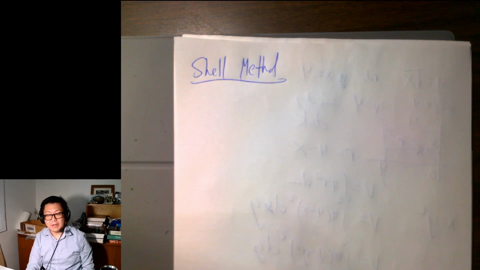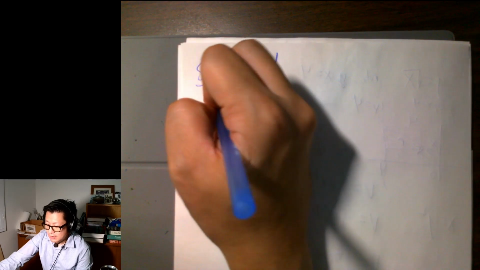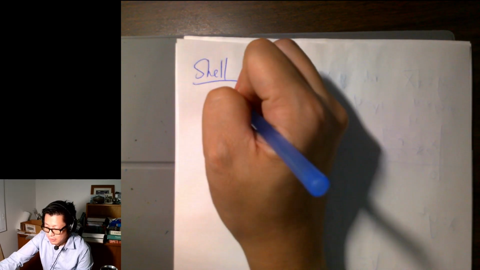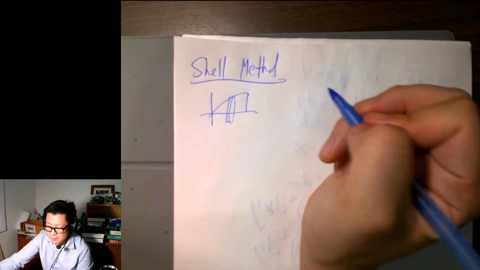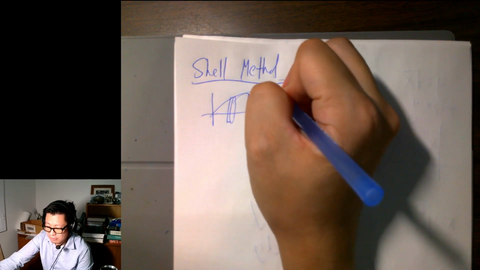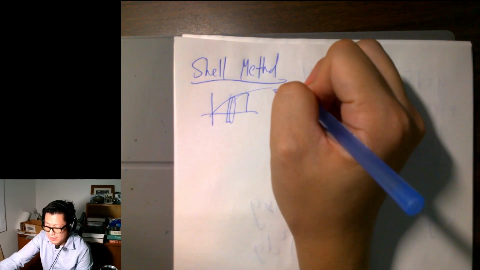This video is going to talk about shell method. Shell method fundamentally is a little bit different than either disk or washer method. Disk method, your volume elements involved little cylinders with cross-sectional area of pi r squared and then a thickness of dx or dy, in this case dx.